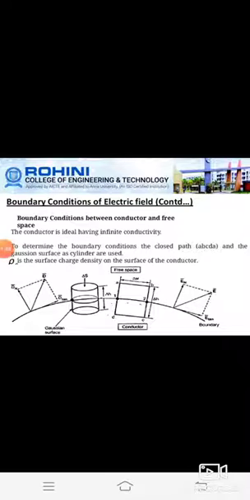In the boundary conditions of the electric field, we are considering the boundary between the conductor and free space. Here the conductor is taken as having infinite conductivity. Examples are copper or silver, which we can take as a conductor, a good conductor of electricity.